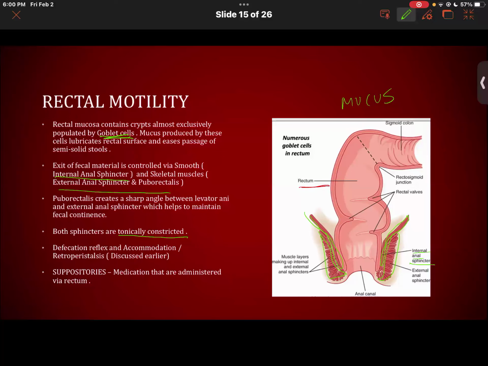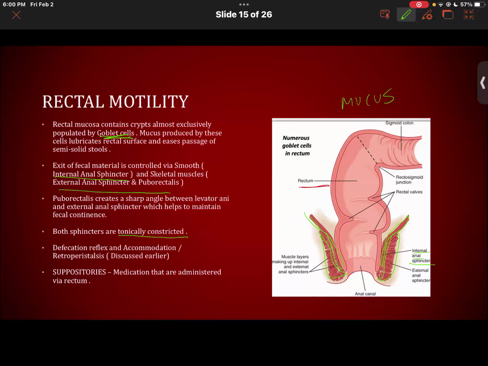Suppositories are medications that are administered via the rectum, right? And this is very common in babies who cannot swallow pills. So you give the medication to the rectum, to the anal canal, and then it's absorbed because this area is very well perfused with blood vessels. There's a lot of blood vessels here. So this medication is absorbed into the blood vessels and then taken into systemic circulation.